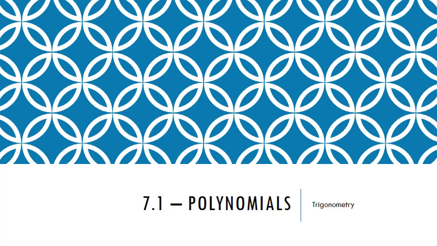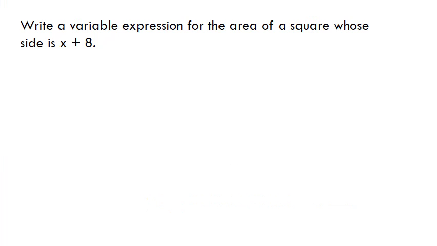So we are going to continue our discussion about basic polynomials in 7.1 from class today, and we're going to be looking at different ways to model real-life situations like area and volume using polynomial models. So the first problem we are going to look at is to write a variable expression for the area of a square whose side is x plus 8.